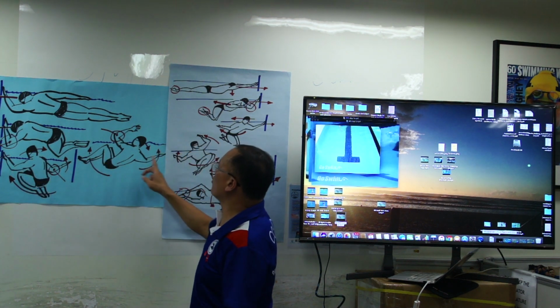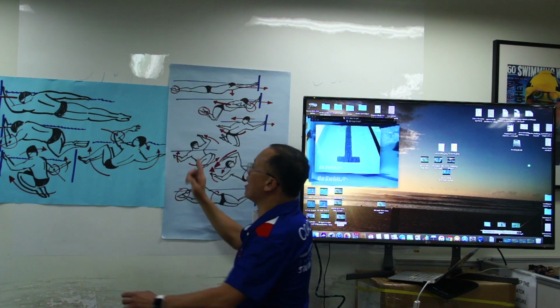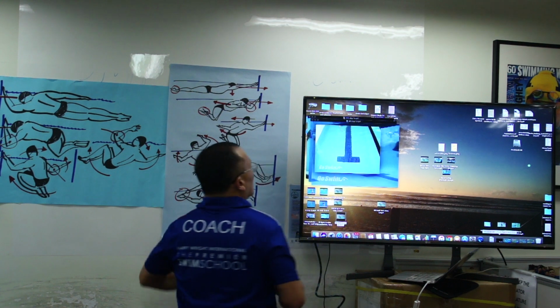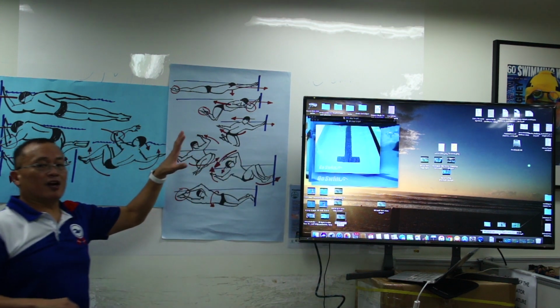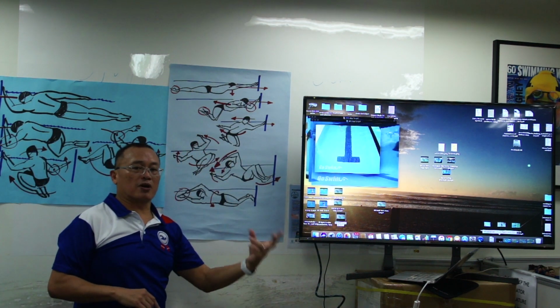And as soon as you get to the wall, this hand is still sculling. Why? Because by the time they finish sculling, the recovery arm that's torpedoing above the water will meet the sculling arm and go to that streamlined position. So we go to the actual turn, okay, which we use for butterfly and breaststroke.